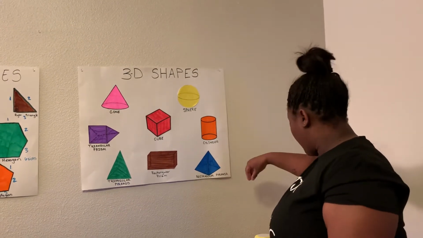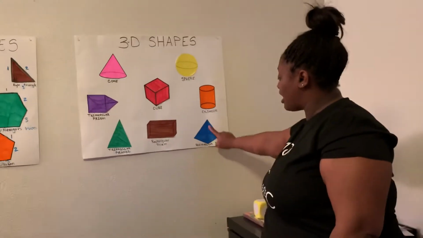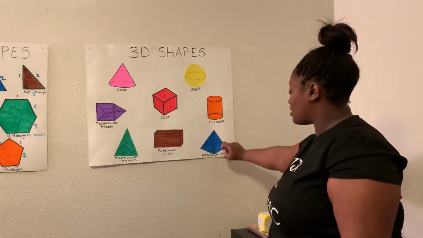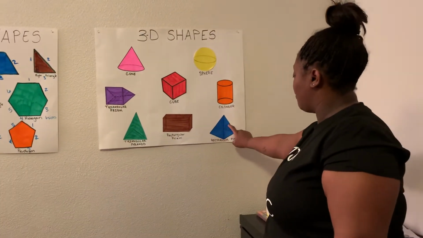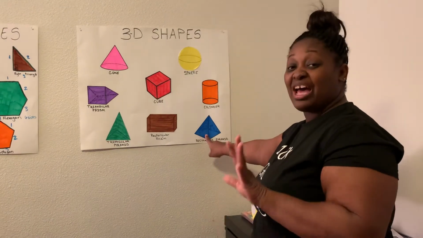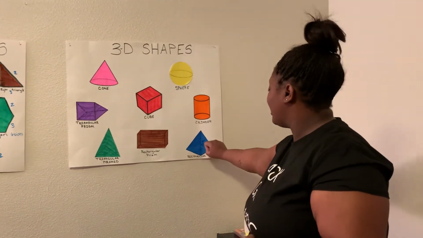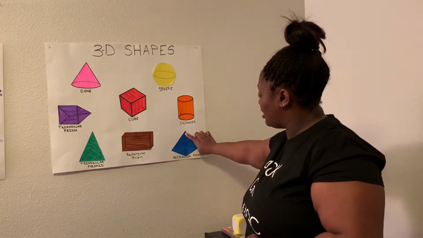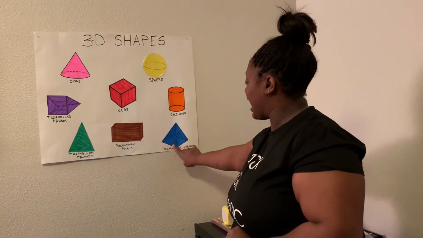And our last shape on the 3D that I have on the poster is called a rectangular pyramid. A pyramid. It has a square bottom and the sides are connected by triangles. So square and triangles. Let's count the faces. 1, 2, 3, 4, 5. It has 5 faces. Let's count the edges. 1, 2, 3, 4, 5, 6, 7, 8.